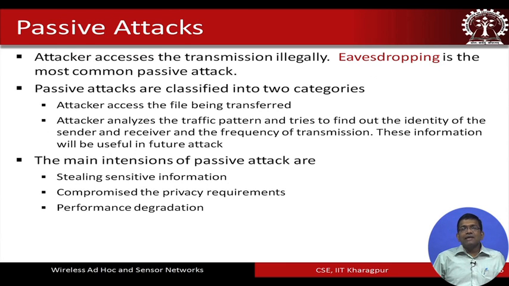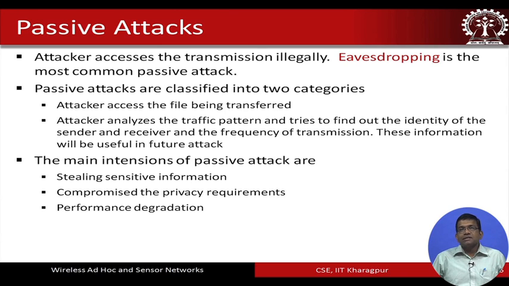Passive attacks: eavesdropping, which we commonly know, is a form of passive attack. These passive attacks can be classified into two categories. First, the attacker accesses the file being transferred. Then the attacker analyzes the traffic pattern and tries to find out the identity of the sender and the receiver and the frequency of transmission, and this information will be useful in future attacks.